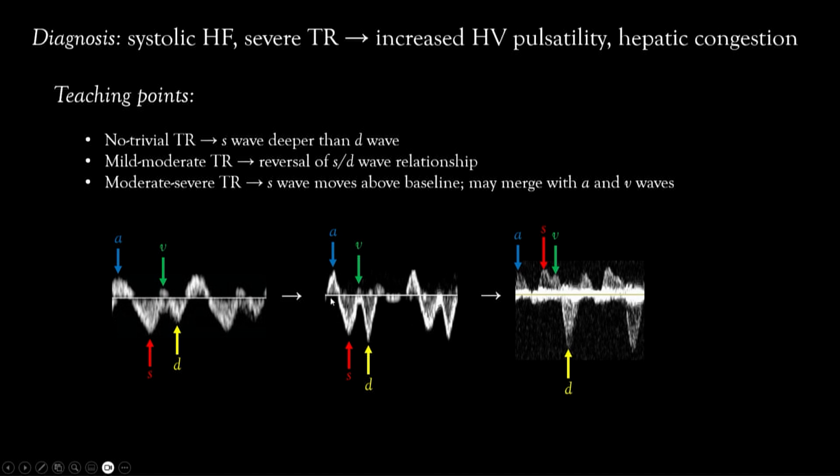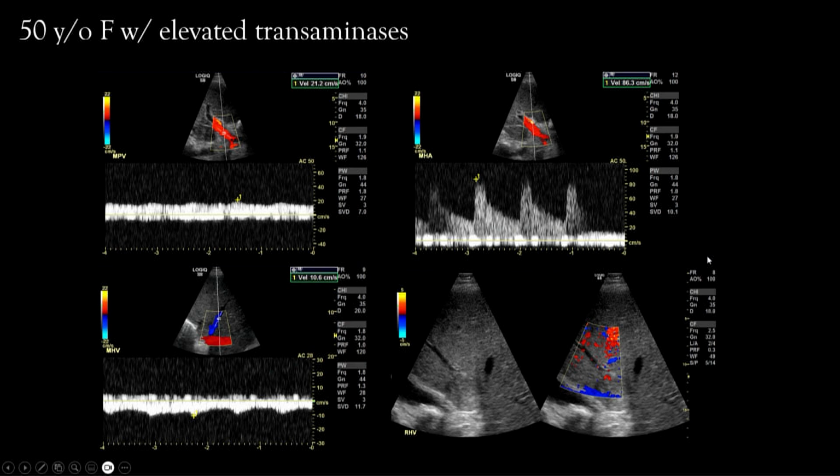And then as the tricuspid regurgitation becomes more severe, in moderate to severe cases, that S wave can move toward the baseline. In really bad cases, it can actually go above the baseline. So in this case, we have A, S, and V all above the baseline, and our only antegrade wave is the D wave during diastole. Sometimes this S wave can even merge with the A wave and the V wave, and you can have just an ASV complex. So that's one thing you might see.